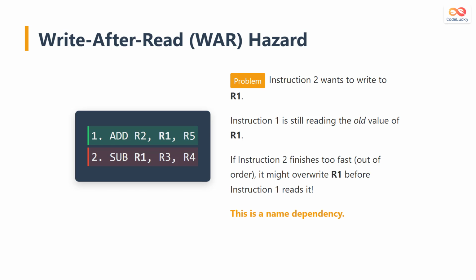Let us look at the first type of false dependency, the write-after-read hazard or WAR. In this example, the first instruction reads from R1. The second instruction wants to write a new value into R1. If the processor tries to execute the second instruction too quickly, it might overwrite R1 before the first instruction has finished reading it. The second instruction does not need data from the first, it just wants to use the name R1. This stall is purely artificial.